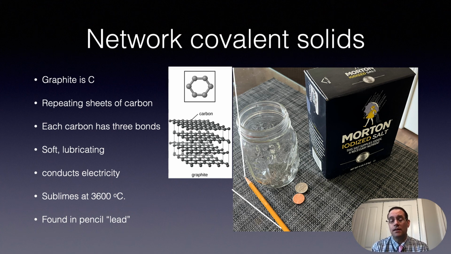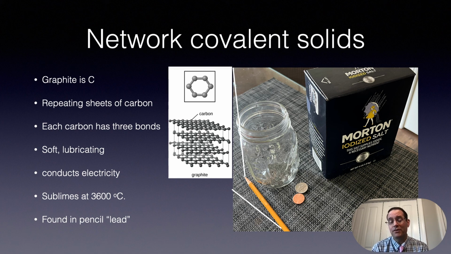It's used in batteries, for example, because of this property. It has an extremely high melting point. It really doesn't melt. It actually begins subliming at 3,600 degrees Celsius. So they make graphite crucibles that can be heated up with a flame to very high temperatures, and you can melt gold and other metals in there and do experiments.